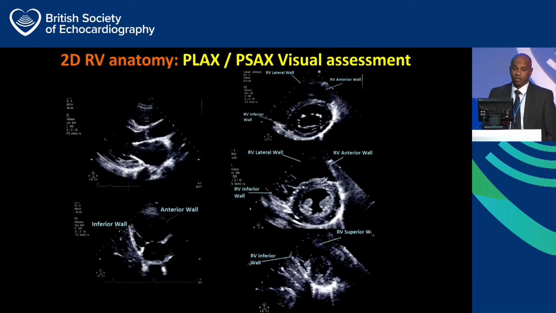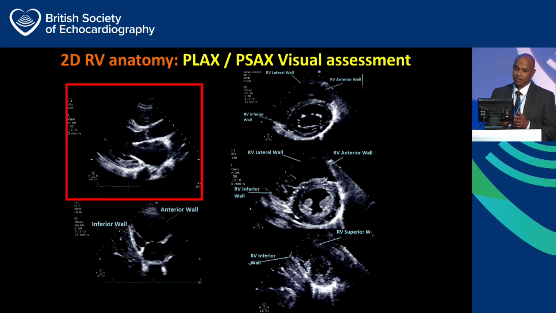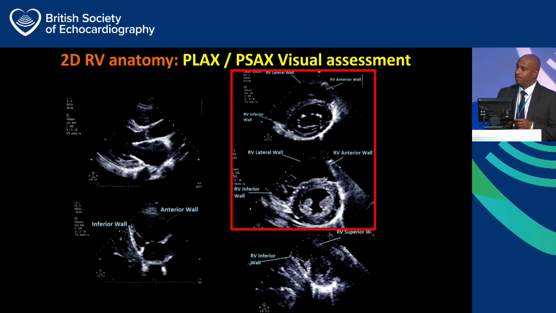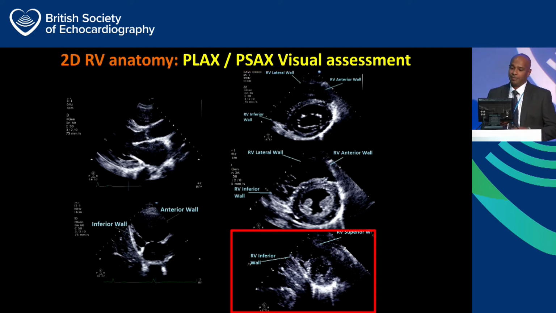So in terms of a standardized approach, I would start by looking at standard RV anatomy and a visual assessment. From the parasternal view, we can appreciate the anterior RVOT free wall. In the inflow view, we can appreciate the inferior and anterior RV walls. And in the short axis views at the basal and mid-level, we can appreciate the inferior, lateral and anterior RV walls. And at the apex, we can appreciate the inferior and superior RV walls. In all of these views, we should be making a qualitative visual assessment about wall motion, hyperkinesis, akinesis, dyskinesia, and aneurysm presence.